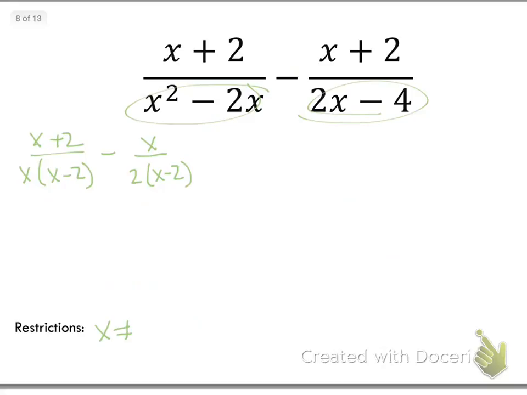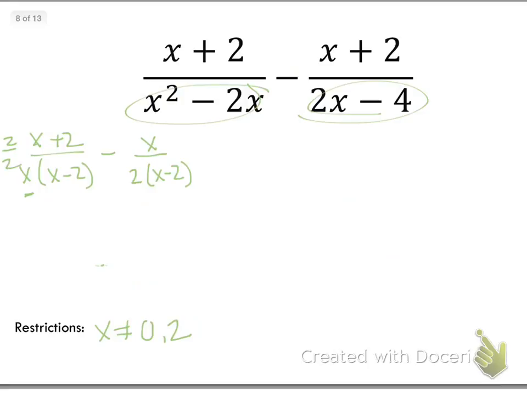My restrictions here, the first one right here is going to be 0, because if I plug 0 in for that number, 0 times anything on the bottom gets me 0, and then my next one's going to be 2. Looks like they both share x minus 2 on the bottom. This left side is missing this 2, so we're going to have to multiply the entire top by 2.